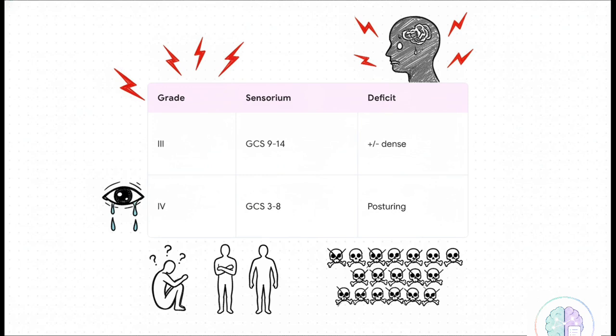But as we move down into grades 3 and 4, things get dark pretty fast. Grade 3 patients have an altered sensorium, GCS is sitting between 9 and 14. They're easily arousable and might or might not have dense neurologic deficits. Then you hit grade 4. These patients are deeply comatose, GCS 3 to 8, and they're showing decerebrate or decorticate posturing. The mortality rate here skyrockets. In the specific data sample from our sources, 14 out of 27 grade 3 patients died. And for grade 4, all 7 patients in that particular sample tragically did not survive.